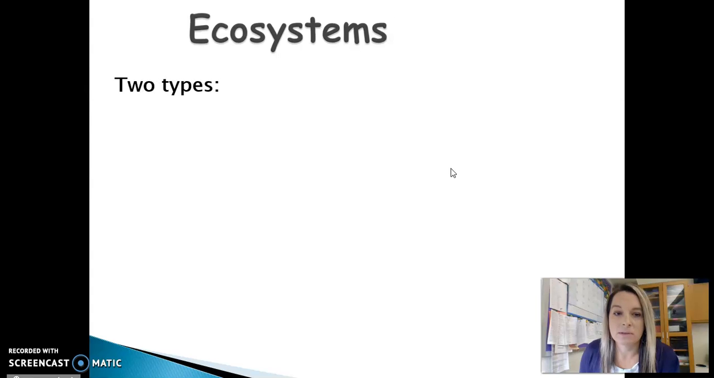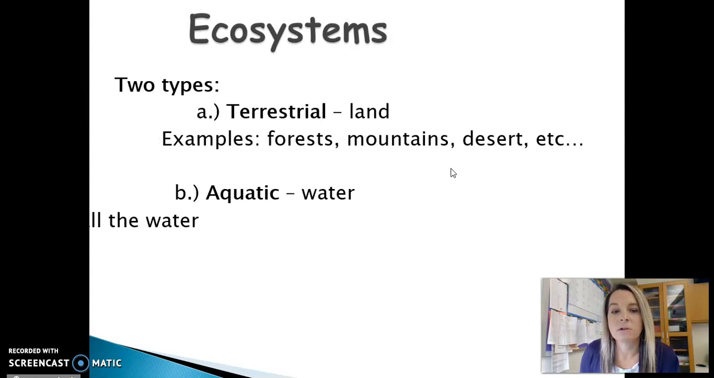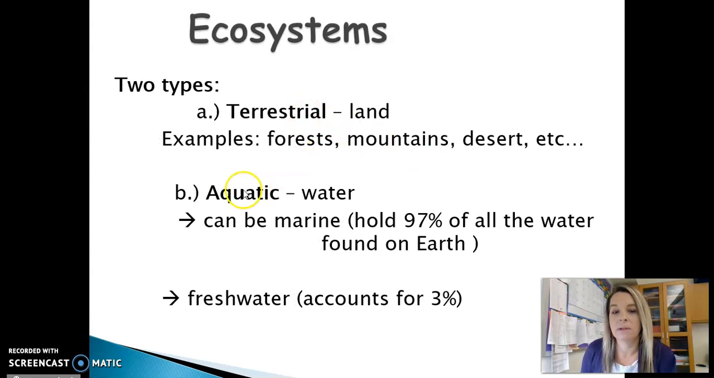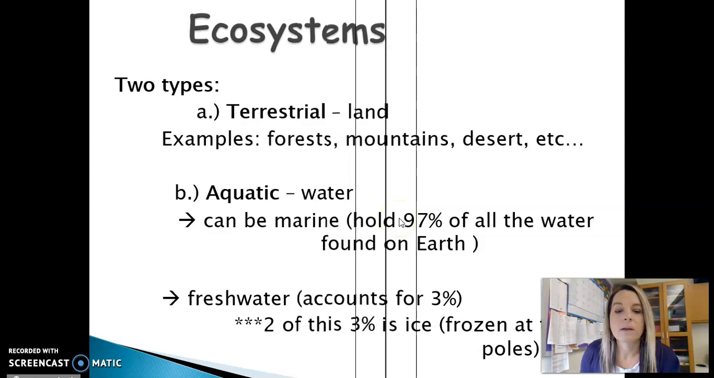So, ecosystems, there's 2 types. There's terrestrial and then there's aquatic. You either live on the land or you live in the water, basically. Okay, and we're not going to get into all this freshwater versus, we're just not.